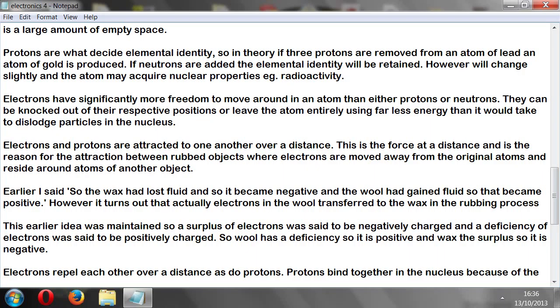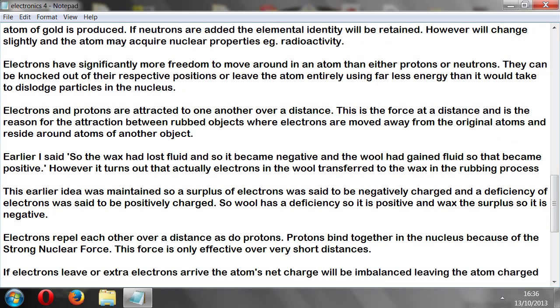Okay, so electrons repel each other at a distance, as do protons. So this is why we've got the silk, and the silk and wax are going to repel each other, stuff like that. If you've got the wool, it's positive, so it's going to be protons, I guess, repelling each other there, and the wax is going to be like the electrons repelling each other. It might work like that.